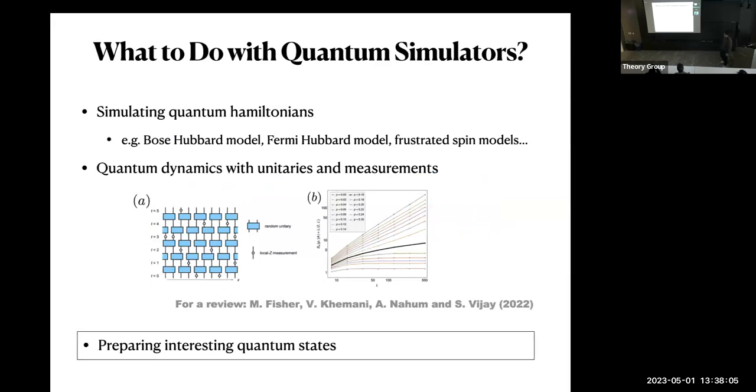What can we do with these quantum simulators these days? The first thing people think of is to simulate real quantum Hamiltonians, including hard models like the Bose-Hubbard model, the Fermi-Hubbard model, frustrated spin models, and so on. One can also think about quantum dynamics arising with unitaries and measurement. In that setting, we care about how the entanglement of the states evolves or develops in the system.